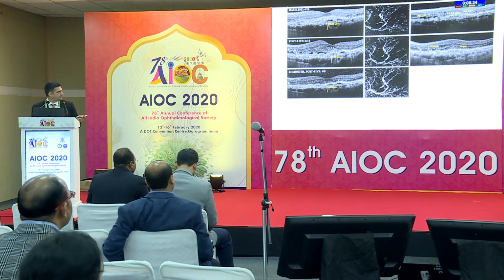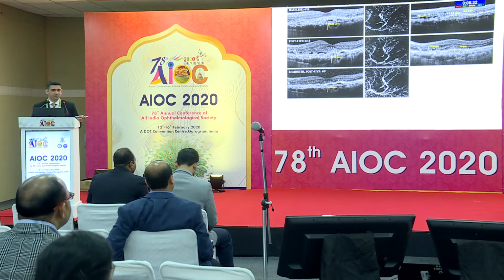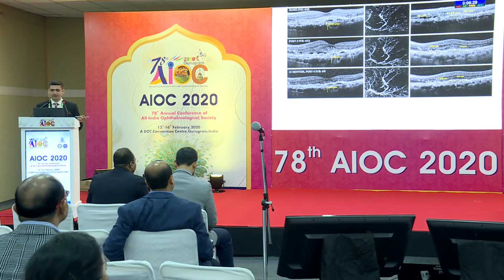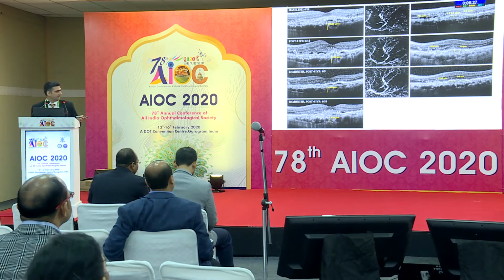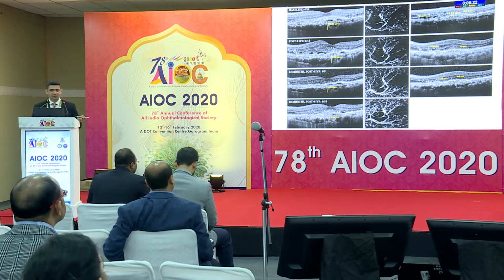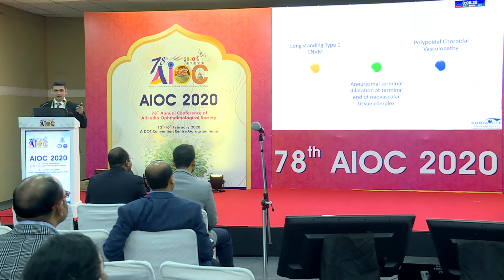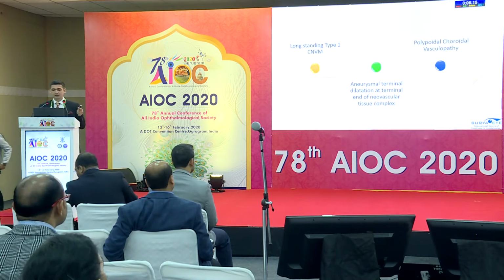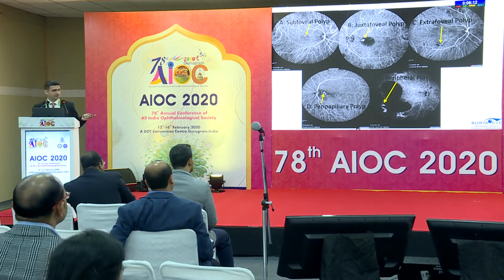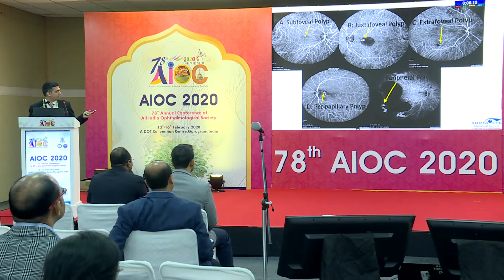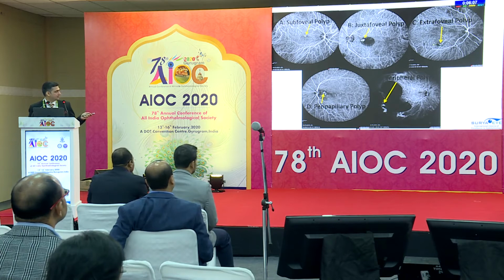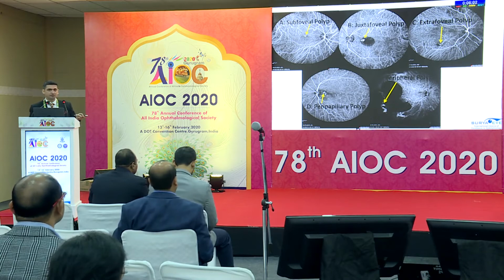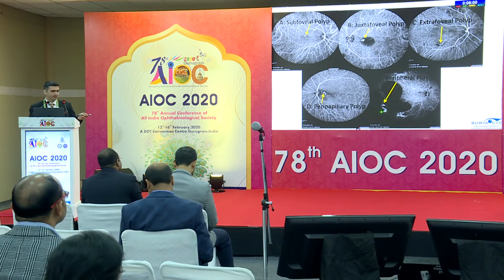The fine branching vascular network reduced, but this dead tree kind of appearance persisted, which we even see in wet AMD patients. However, around 18 months later, there was a recurrence, and we can see this fine vascular network has started developing again. So very long-standing type 1 CNVM may lead to an aneurysmal terminal dilatation that is classically known as a polyp. These polyps can be located in the subfoveal location, or in the juxtafoveal or extrafoveal location, or in the peripapillary area, very commonly seen in peripapillary pachychoroid syndrome, or even in the peripheral location.